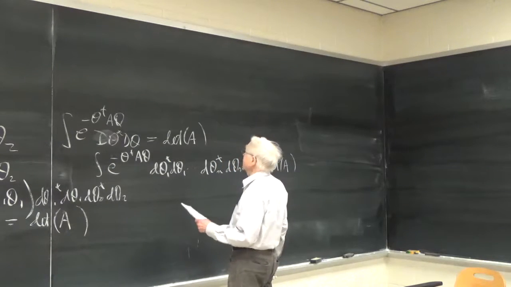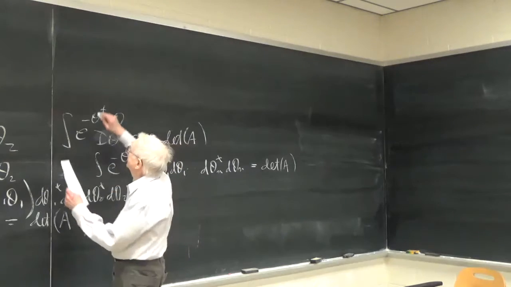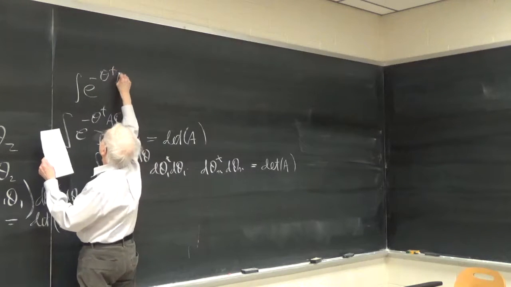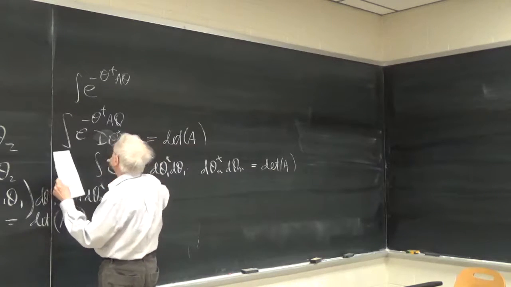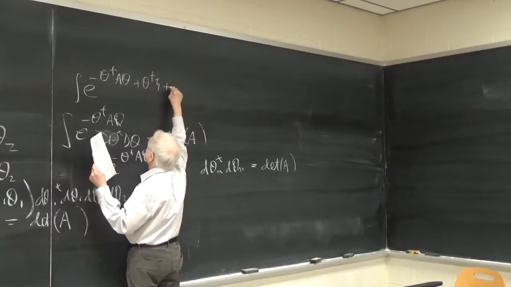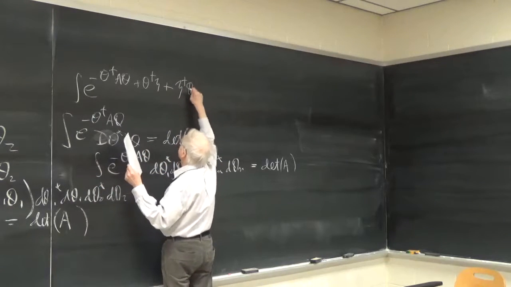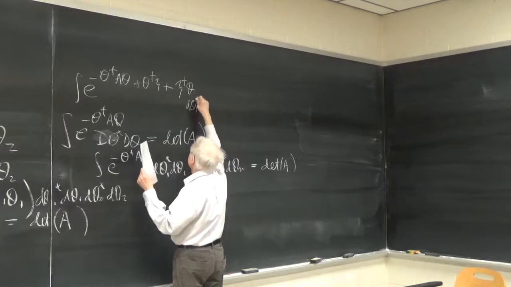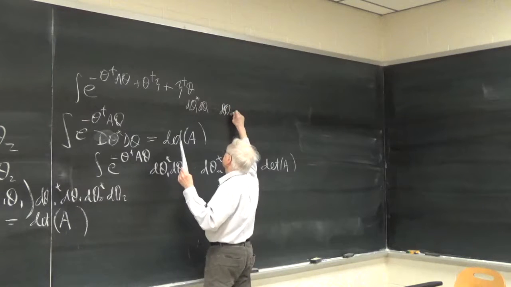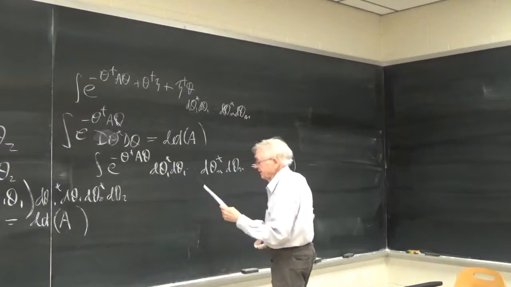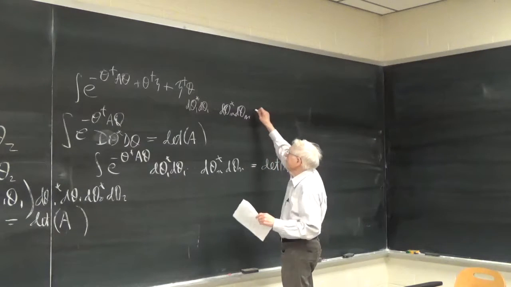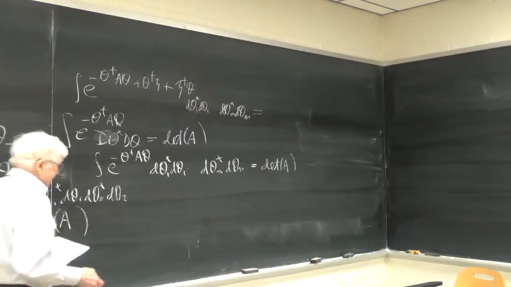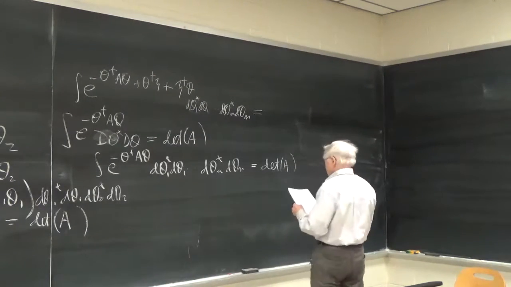Now, there's another trick that's related to this, namely, suppose we do this: e to the minus theta dagger A theta plus theta dagger zeta plus zeta dagger theta, and we do this with d theta 1 star, d theta 1, through d theta n star, d theta n. So we do that integral. Now, what we're going to use first is the invariance of Grassmann integration under translations, and that is the property that we use to define Grassmann integration.